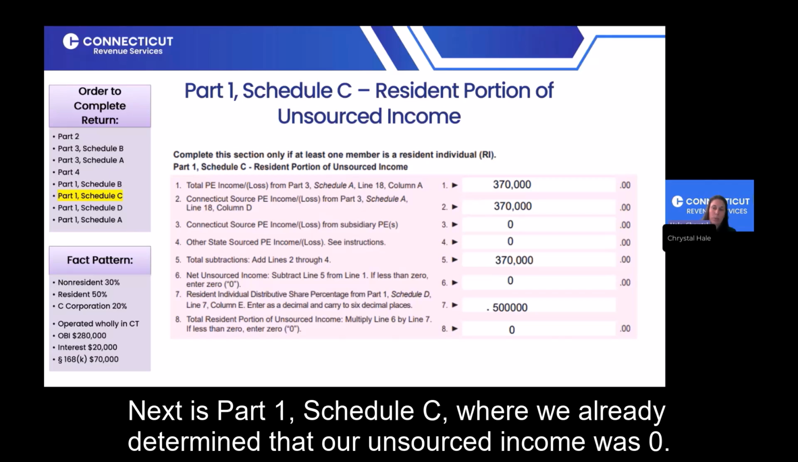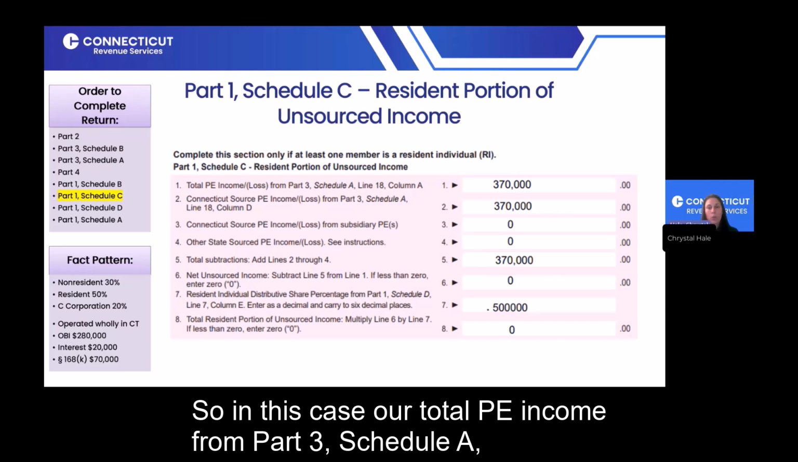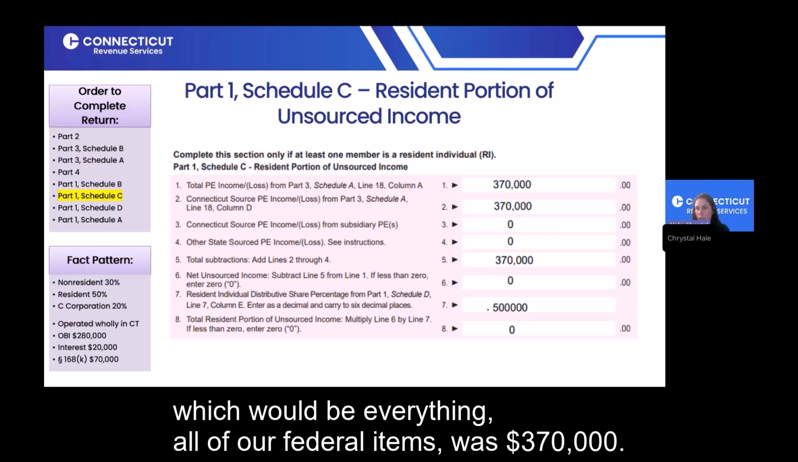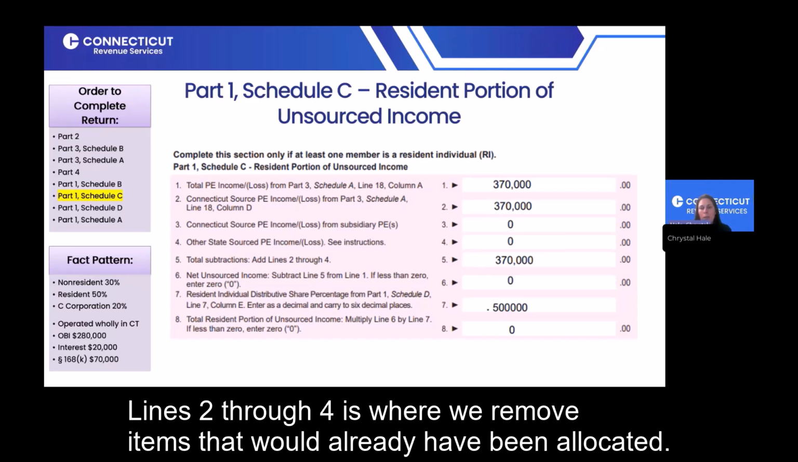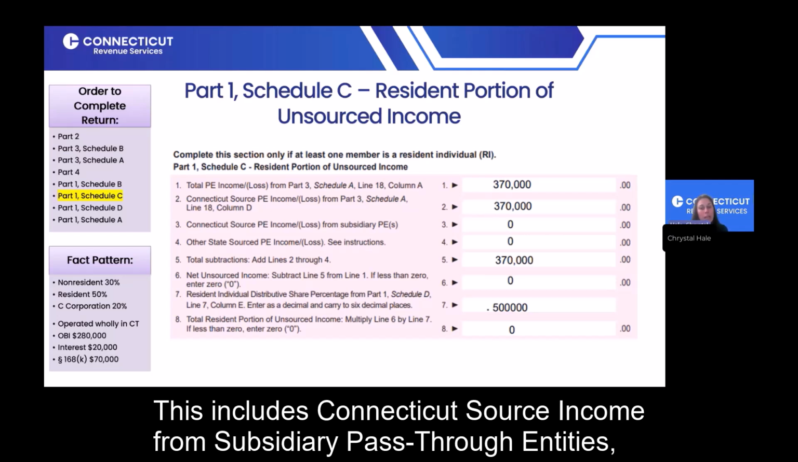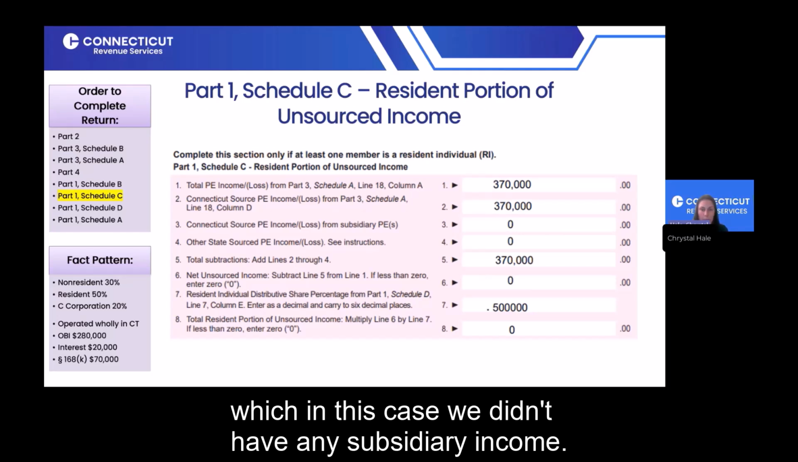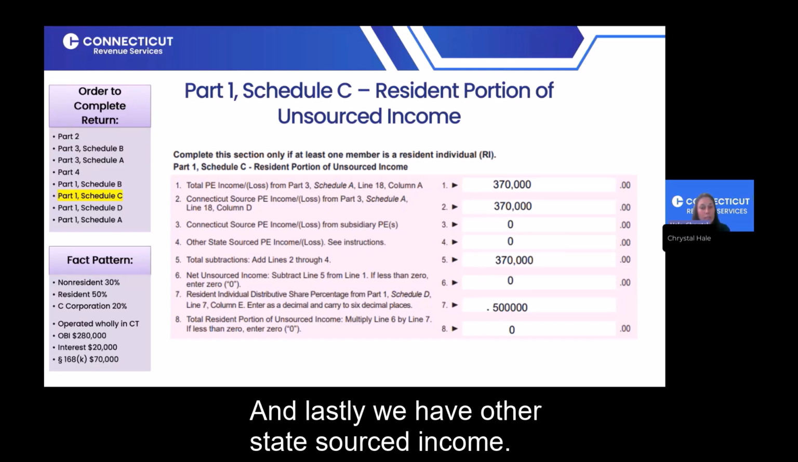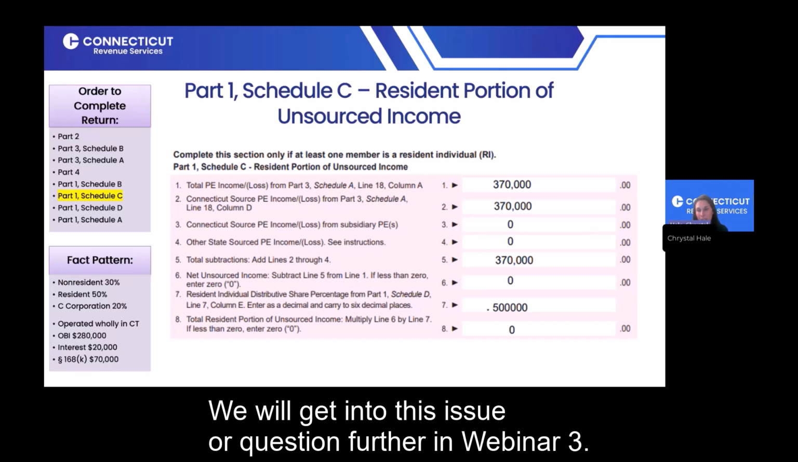Next is Part 1, Schedule C, where we had already determined that our unsourced income was 0. In this case, our total PE income from Part 3, Schedule A, which would be all of our federal items, was $370,000. Lines 2 through 4 are where we remove items that would already have been allocated. This includes our Connecticut source income that we're already taxing, Connecticut source income from subsidiary pass-through entities, which in this case we didn't have any, and lastly, other state sourced income. We will get into this issue further in webinar 3.